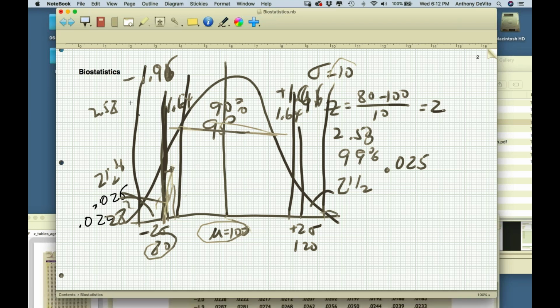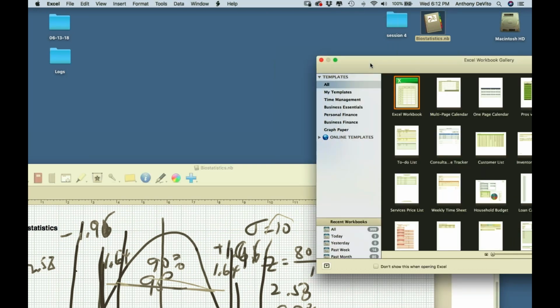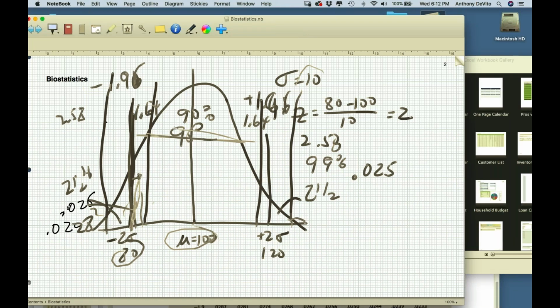How do I know that? Because I can go to the table here and find those values. I'm not going to bother to do it, but if you look for what 2.58 represents, it represents basically 0.5%. So 0.5% here, 0.5% at the top end leaves 99% in between. And if you look up 1.64, that would represent an area of 5% to the left, and 5% to the left and 5% to the right would leave 90% of the population in between those two numbers.